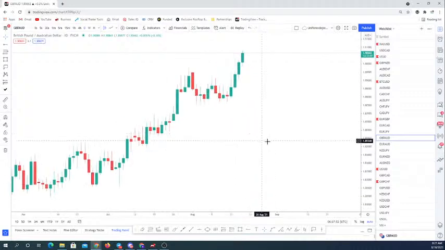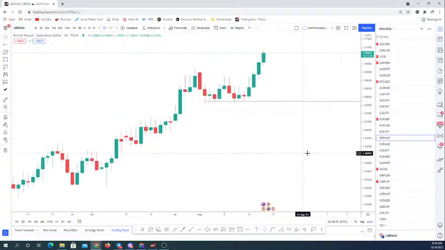It's a beautiful uptrend. I don't see anything that we can use with the simple strategy I usually share on the live. There's not really much we can do from this.